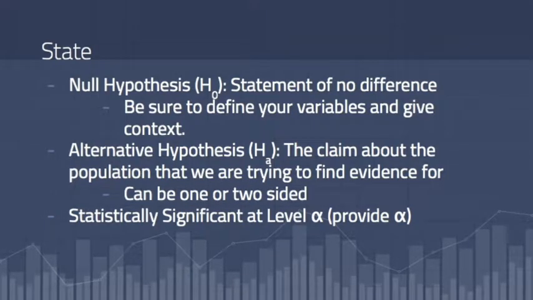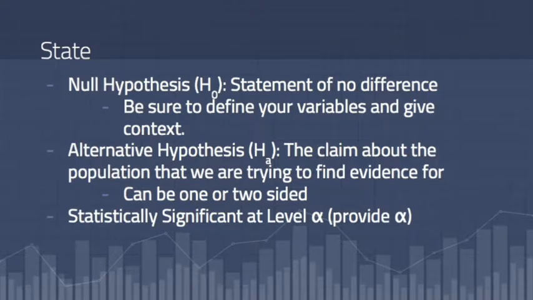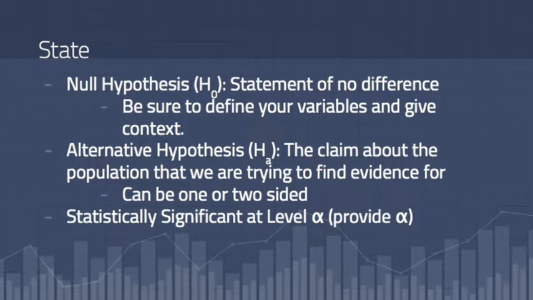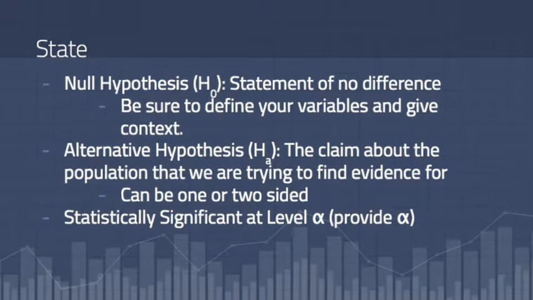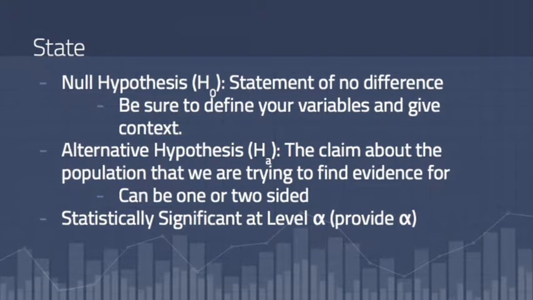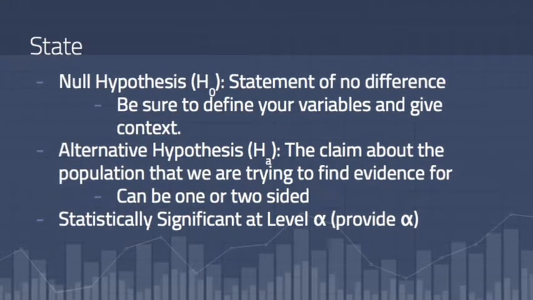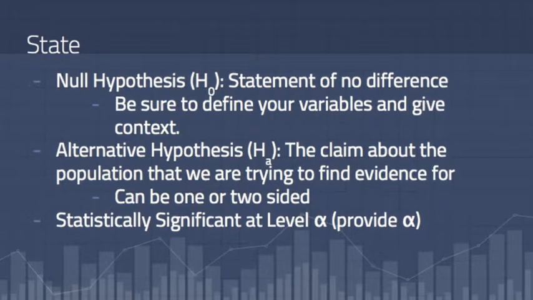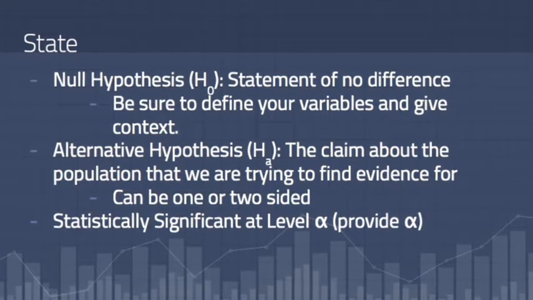We first start off with the state part of our significance test, which must cover both the null hypothesis and the alternate hypothesis. The null hypothesis is a statement that signifies no difference between two groups or the original claim for the question. The alternate hypothesis, on the other hand, is what you are trying to find evidence for.